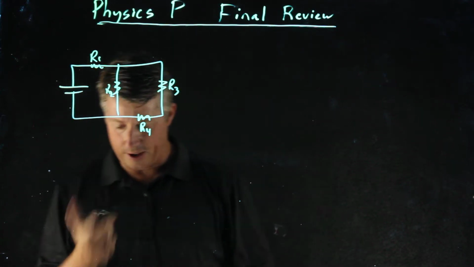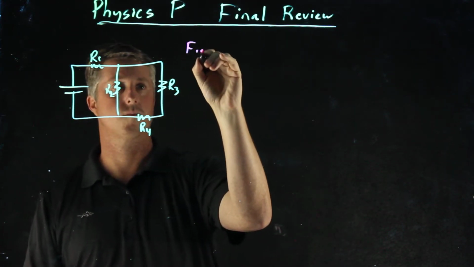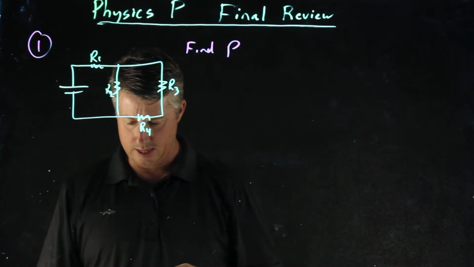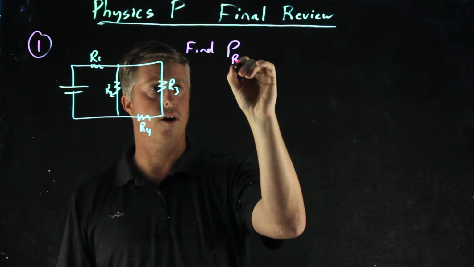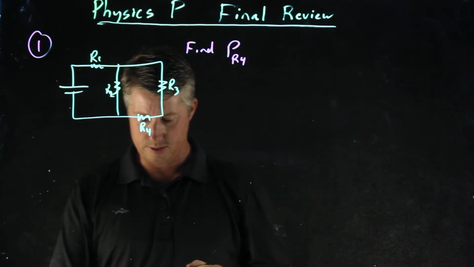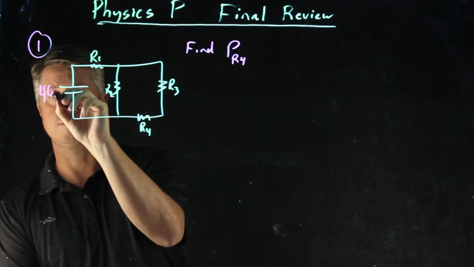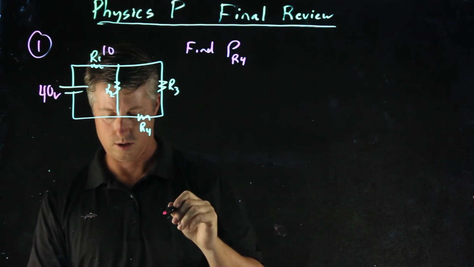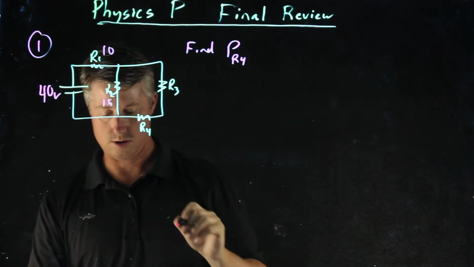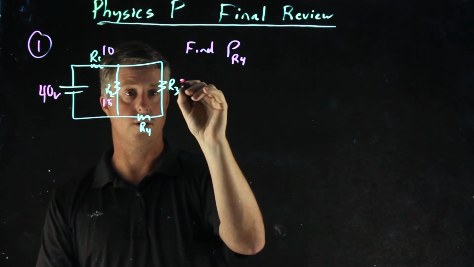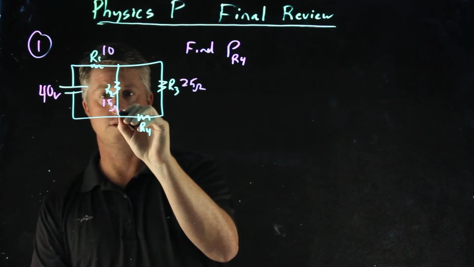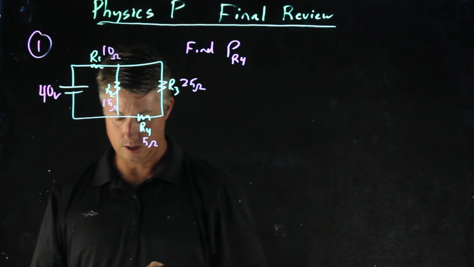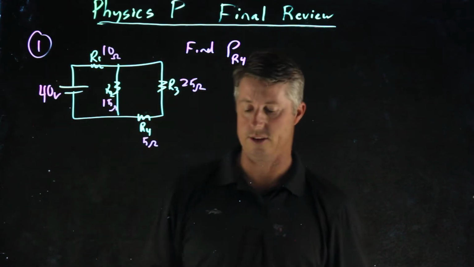The problem says find the power, so we're trying to find the power, and this is number one, in the resistor 4, so power of R4 is what we're looking at. If the EMF, which is the voltage, is 40 volts, and the resistances are 10 for R1, 15 for R2, R3 is 25 ohms, all of these are ohms, and 5 respectively. And we're assuming no internal resistance, so that is our circuit.